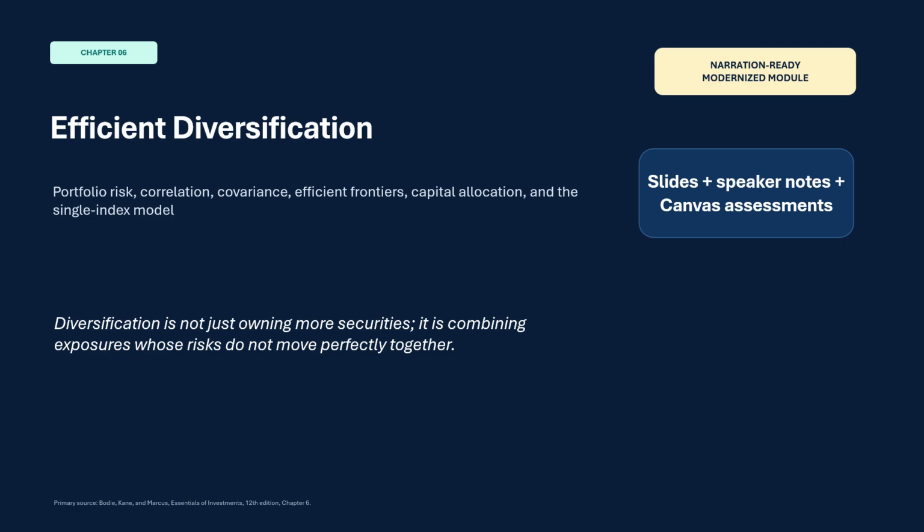Welcome to Chapter 6, Efficient Diversification. Diversification is often described as finance's closest thing to a free lunch, but even free lunch comes with terms and conditions. Owning more securities is not automatically the same as owning different risks.